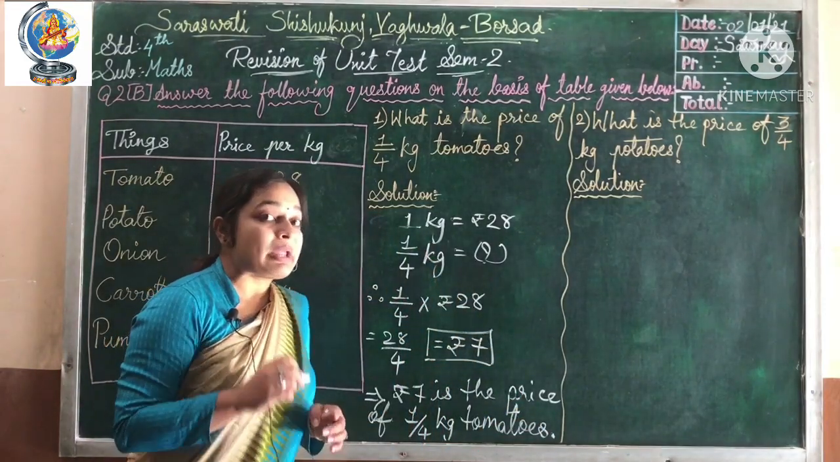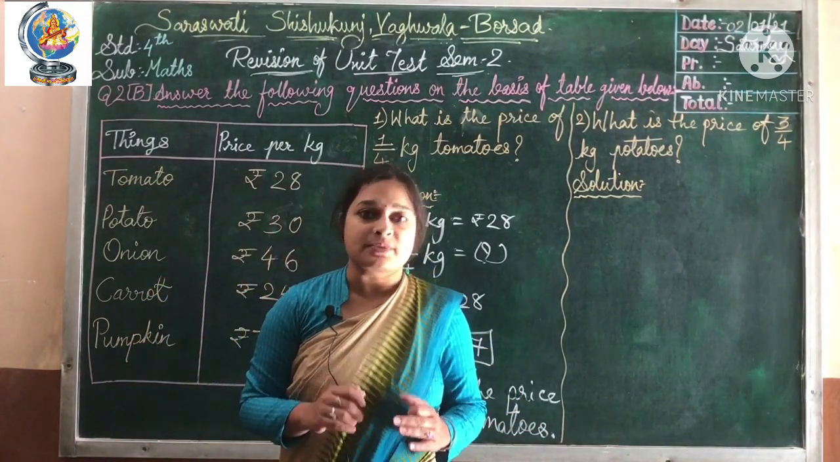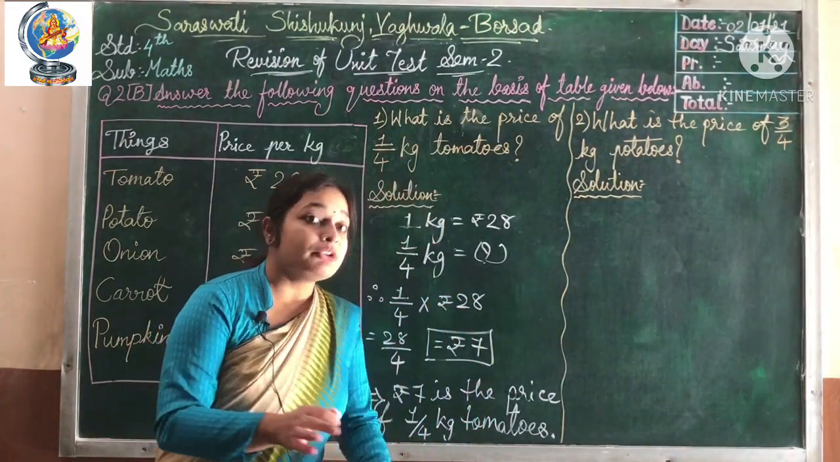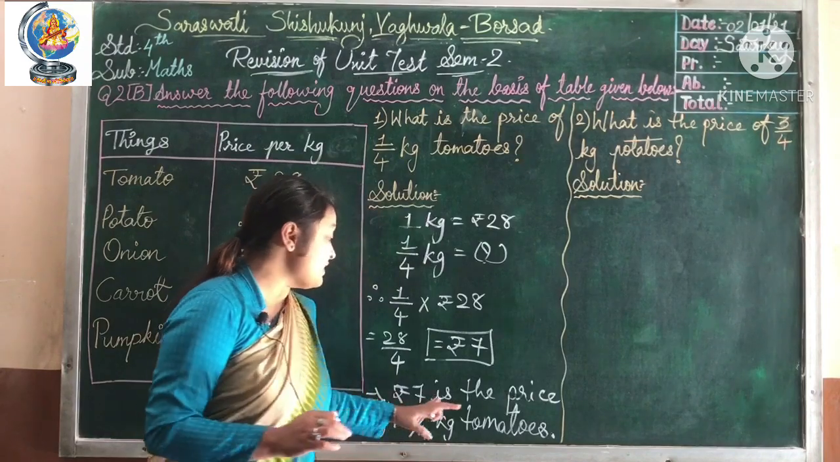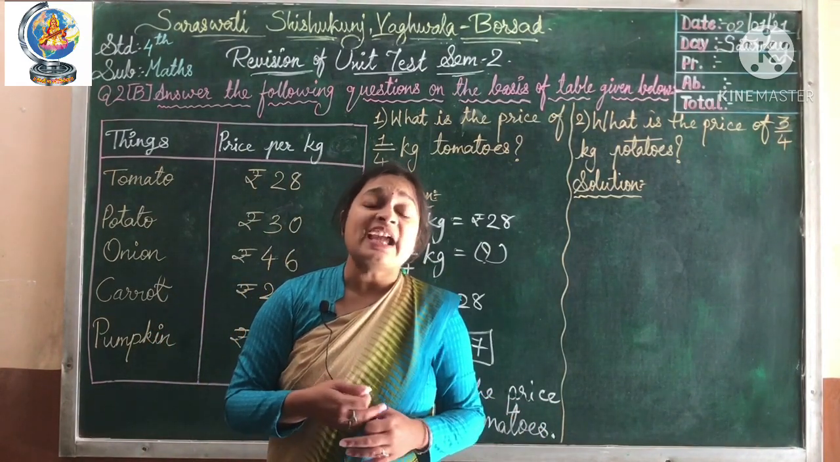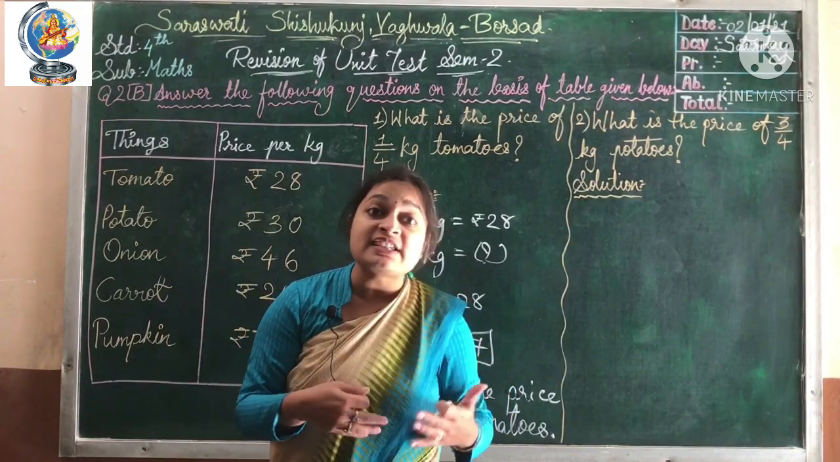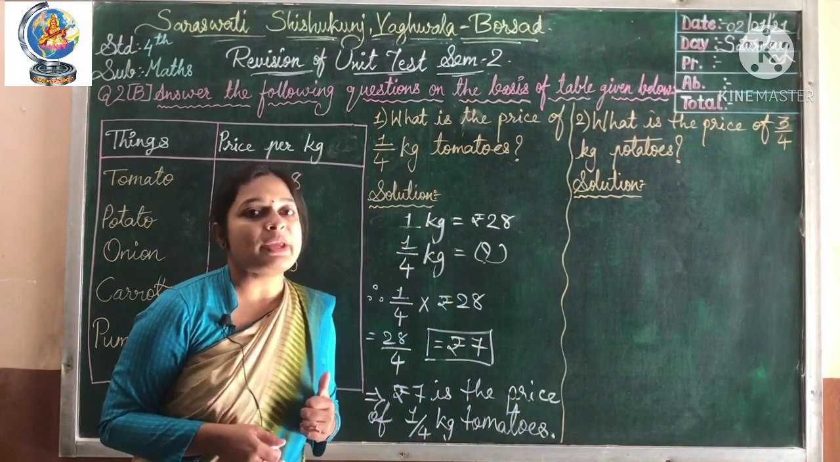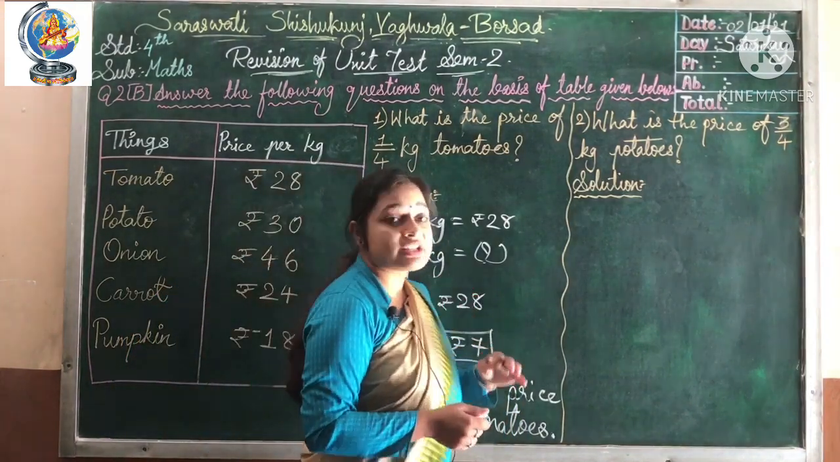One thing always remember, that you have to solve these sums. If you do not solve these sums, you will lose your one whole mark. If you directly write the answer that 7 rupees is the price of 1/4 kg tomatoes, it's only the answer, but how you calculated it, how you got that answer, you have to show it on paper. Okay, let's move towards number 2.